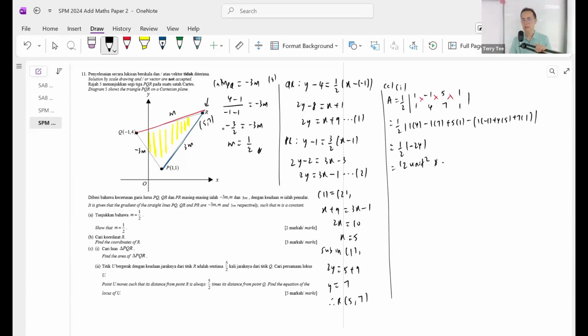Okay, so remember, we take a positive value. Area cannot be negative, but the reason why we get negative is because we choose PQR in a clockwise direction. When you choose in a clockwise direction, the value will be negative.